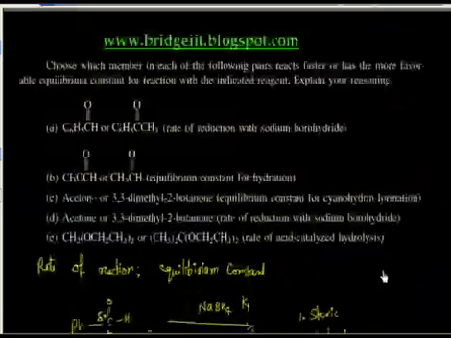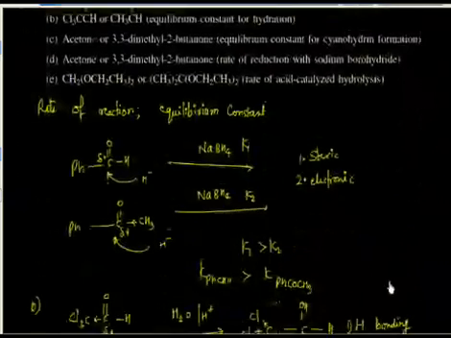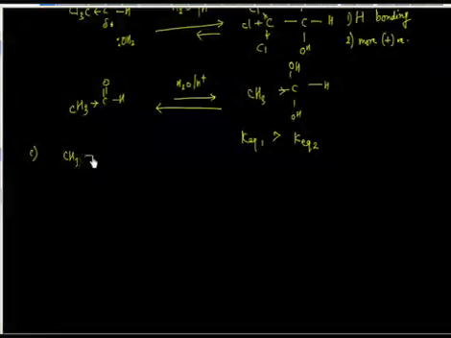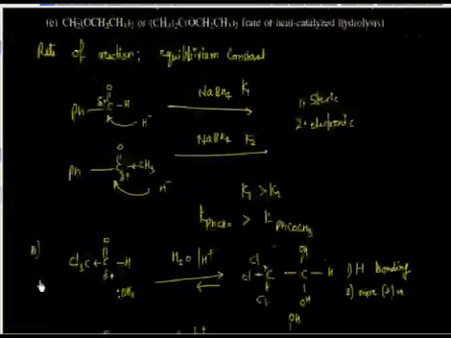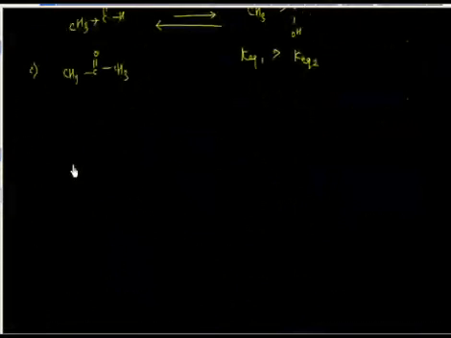And now C part, you have acetone and 3,3-dimethyl 2-butanone. So I have to go fast. This is acetone, and you have 3,3-dimethyl 2-butanone. So this is your 3,3-dimethyl 2-butanone.